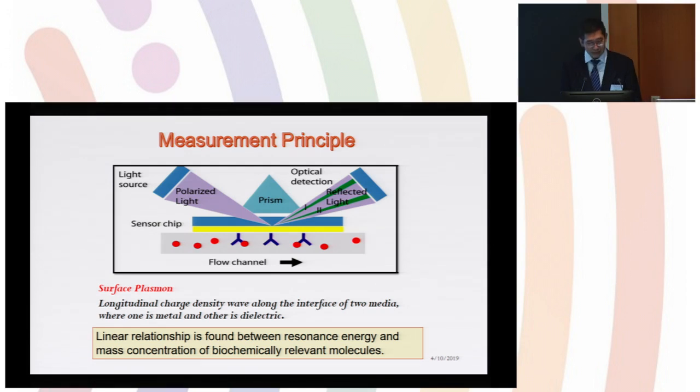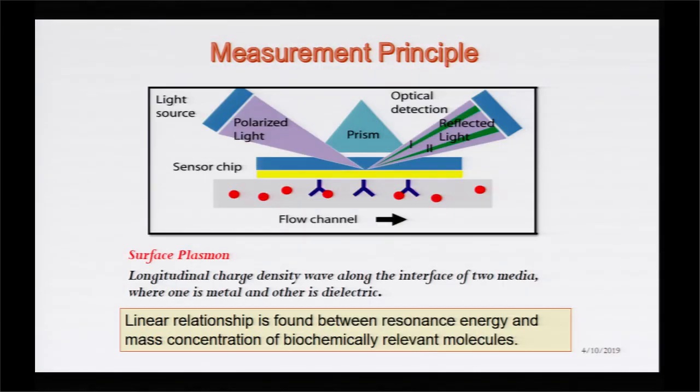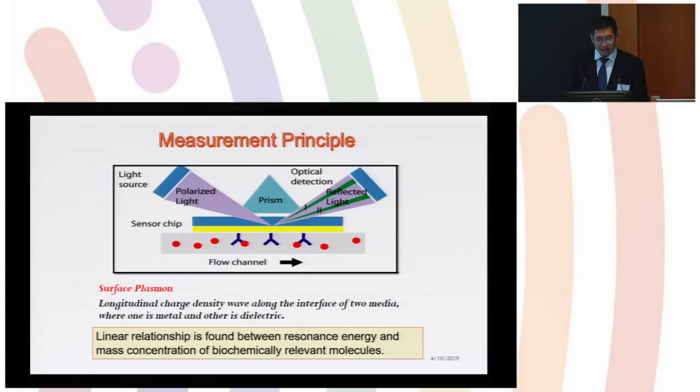Okay, the second method is SPR-based active protein concentration measurement. This is the measurement principle for SPR. This is the light source, and the right is the detector. And the antibodies are immobilized on the surface of the sensor chip. When the proteins, the antigen, pass through the flow channel, they can be captured by the antibody.